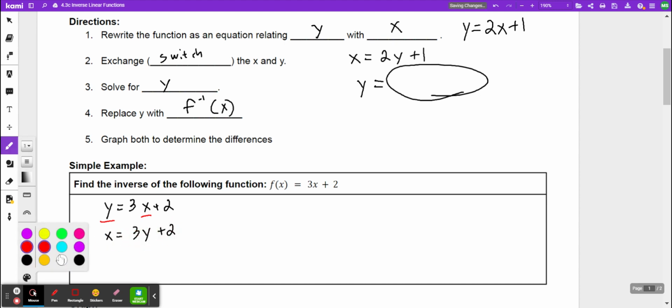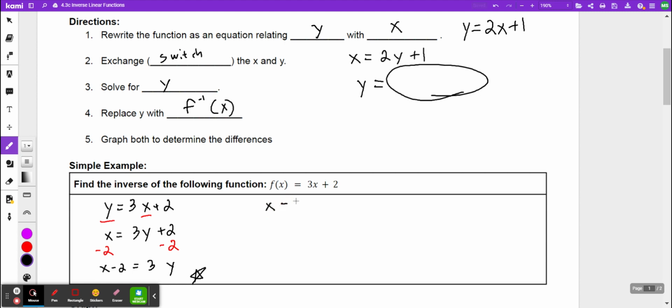Now I could probably put this into Desmos and get my graph, but it's not something we normally work with. So I'm going to get y by itself. So I get x minus 2 is equal to 3y. So no, we're not done yet. So we have to solve for y.